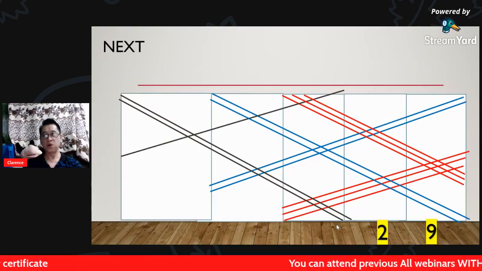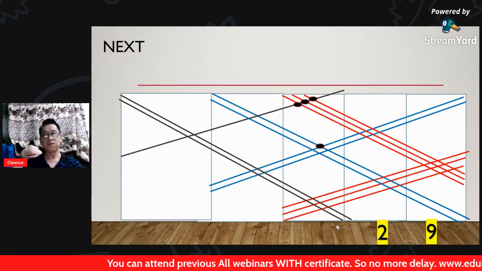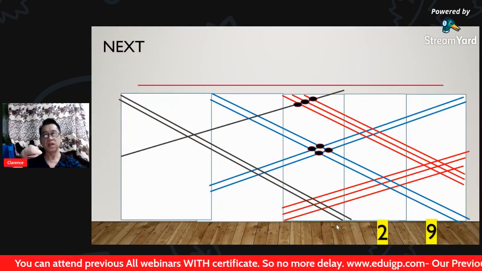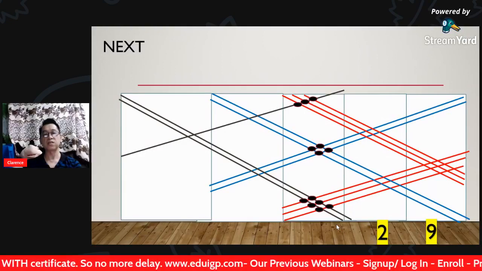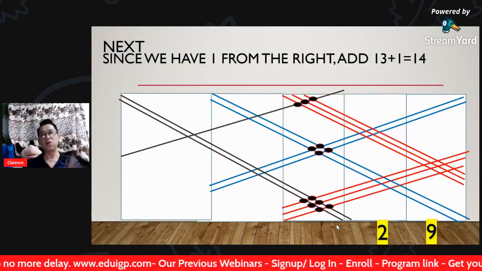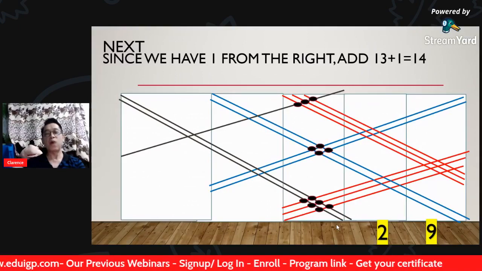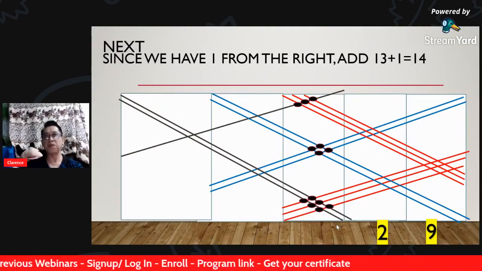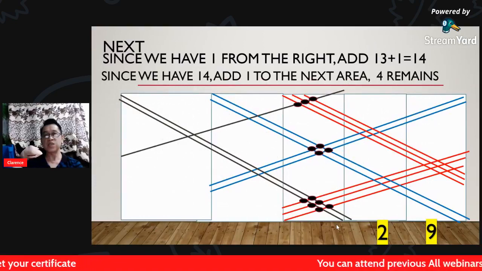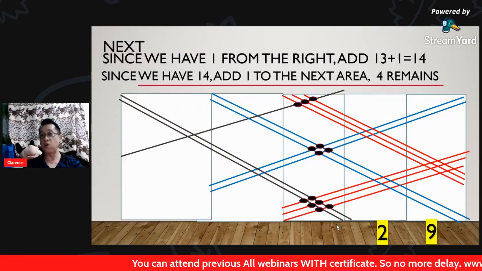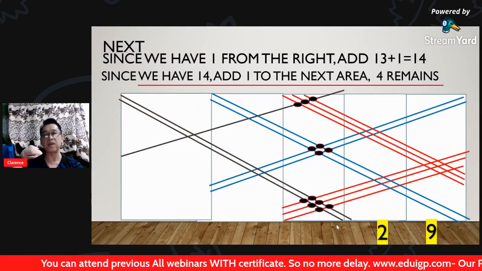So next, we're going to add the third column. 1, 2, 3, 4, 5, 6, 7, 8, 9, 10, 11, 12, 13. So we have 13, but don't forget, we have to add the 1 coming from the second column. So 13 plus 1, we have 14. Since we have 14, let us add 1 to the next column, and 4 will remain.